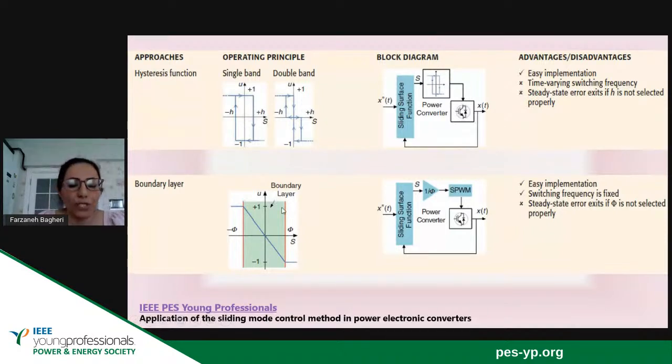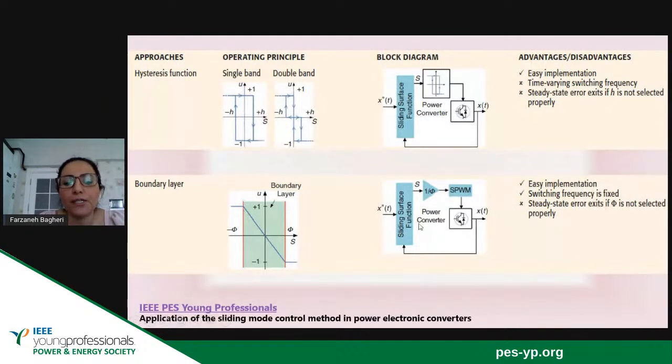How does the boundary layer work? The boundary layer is concentrating on the control input. If you remember, the control input was a sign function, so it was a discontinuous function, suddenly changing from -1 to 1, and it was making such a chattering. So the boundary layer is saying that instead of that discontinuous control input, you can consider a boundary, for example, from minus phi to phi. You can consider a boundary for S, and in this boundary, the control input will be linear.